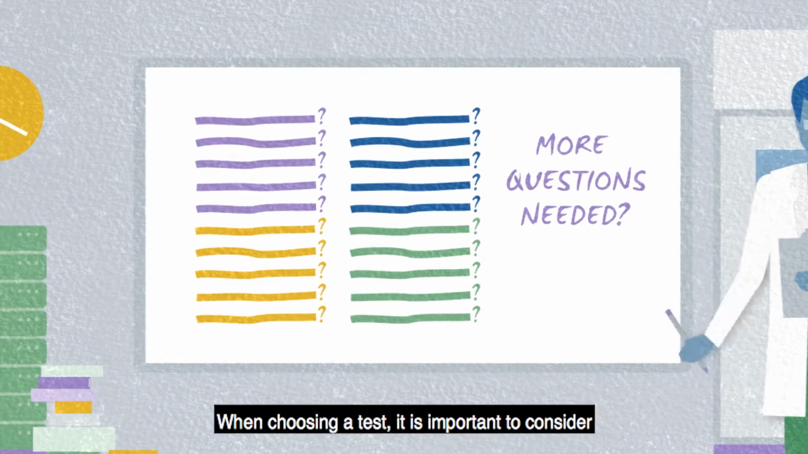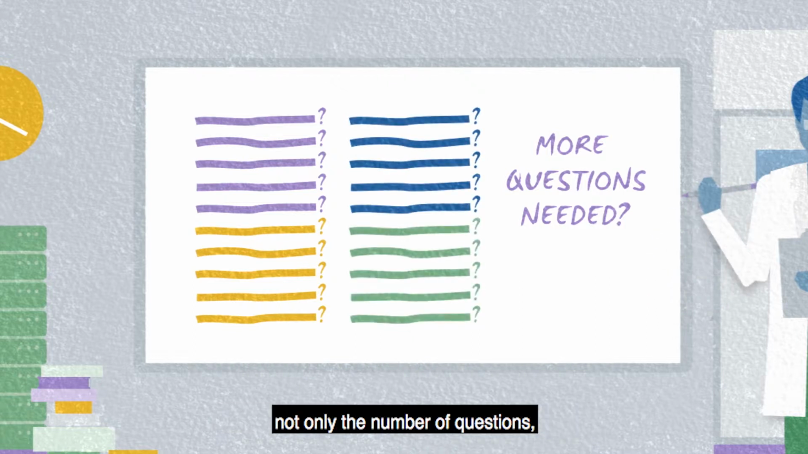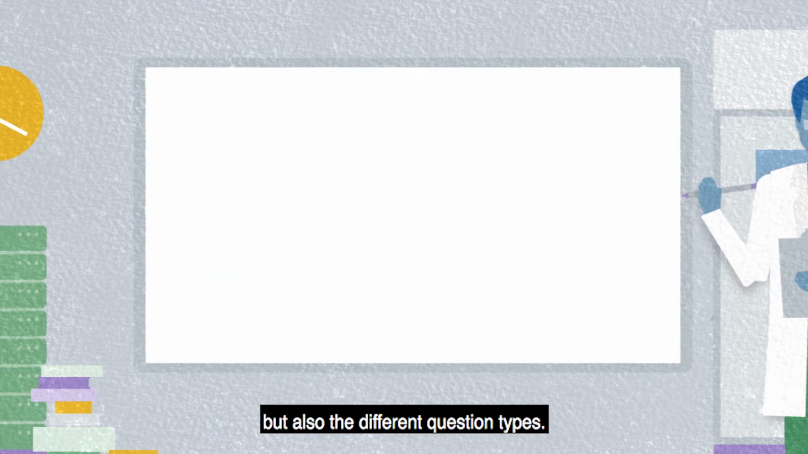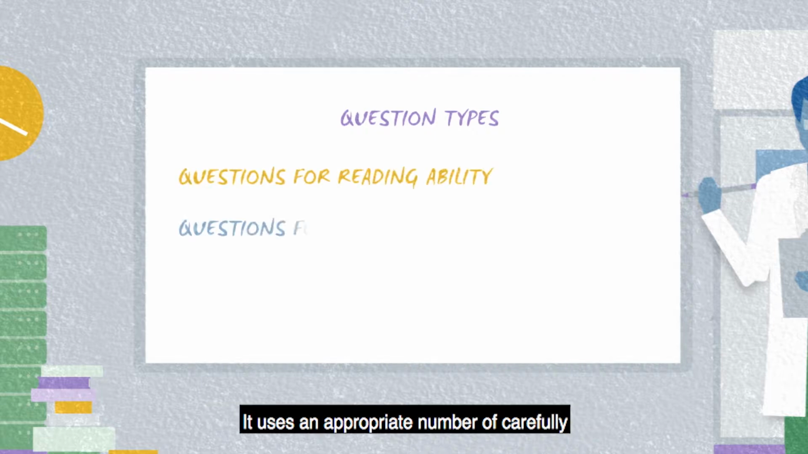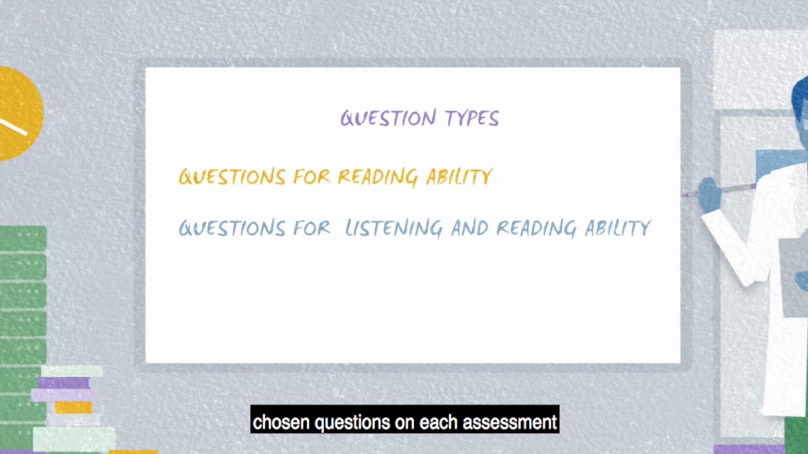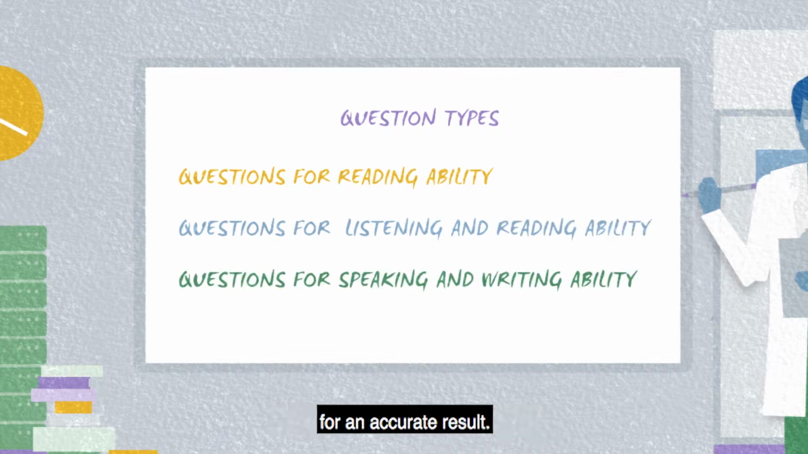When choosing a test, it is important to consider not only the number of questions, but also the different question types. The TOEIC program takes both into consideration. It uses an appropriate number of carefully chosen questions on each assessment to collect the right amount of data for an accurate result.